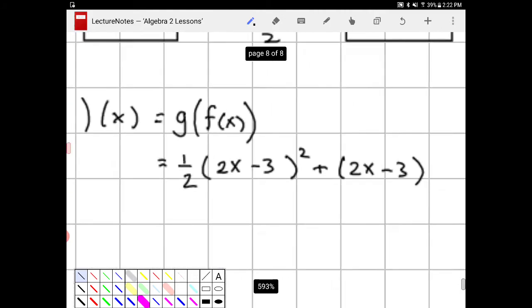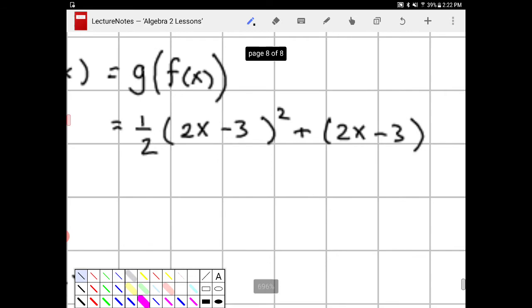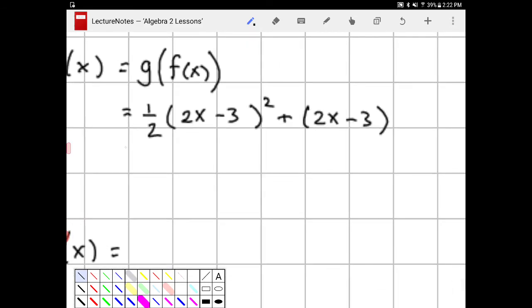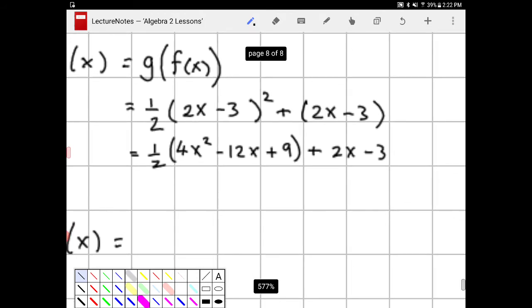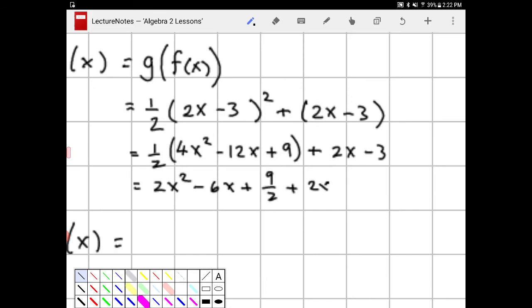And I will try to reduce this. So what I have here is 1/2 times a perfect square, so it's 4x squared minus 12x plus 9. If you remember your structure, then foiling this takes less than a fraction of a second. And I want to distribute the 1/2 through. So I get 2x squared minus 6x plus 9/2 plus 2x minus 3.